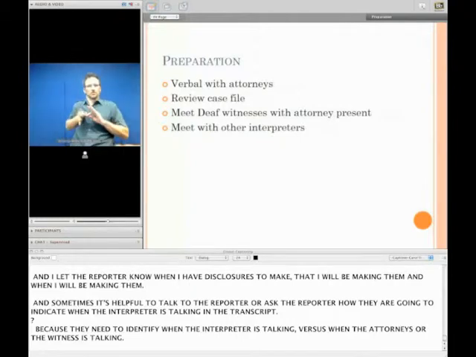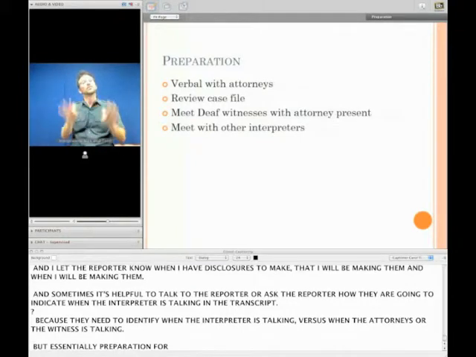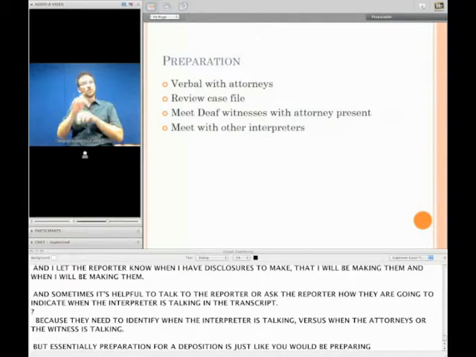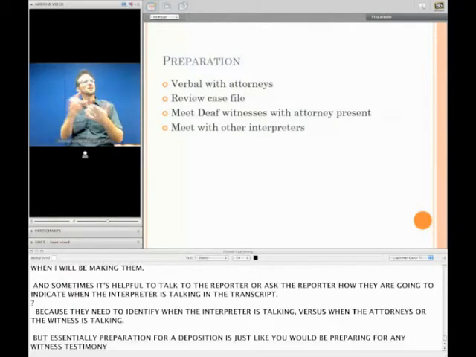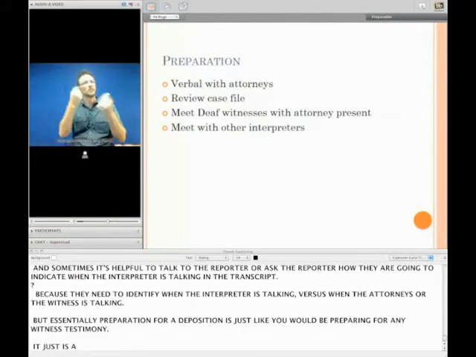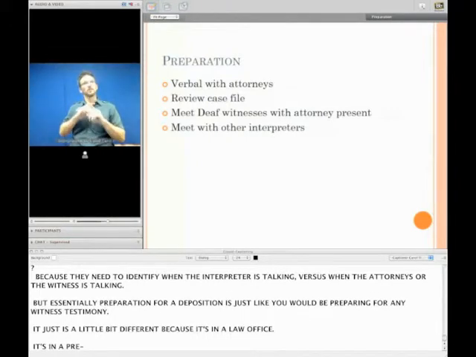But essentially, preparation for a deposition is just like you would be preparing for any witness testimony. It just is a little bit different because it's in a law office, it's at a pretrial stage, and there's no judge there.